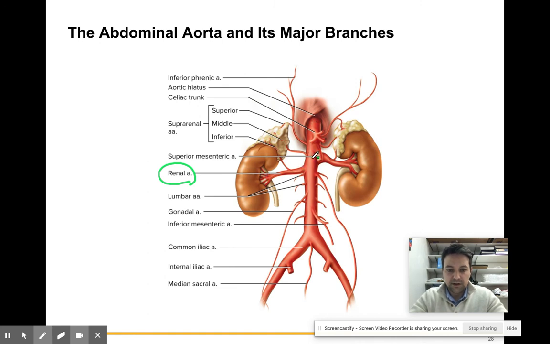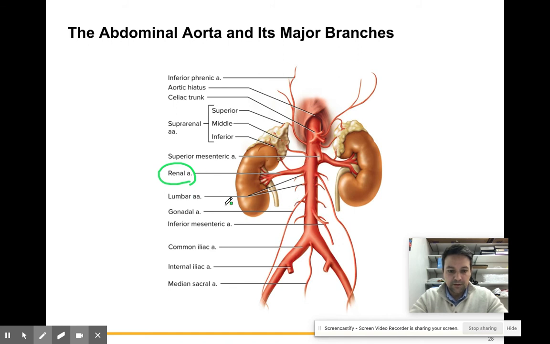Here's your descending aorta coming out of the diaphragm. That's what this muscular area is over here. So here's our descending aorta, and you can see that branching off into each one of your kidneys. And those are called your renal arteries.